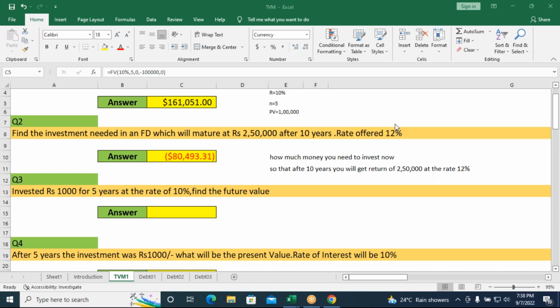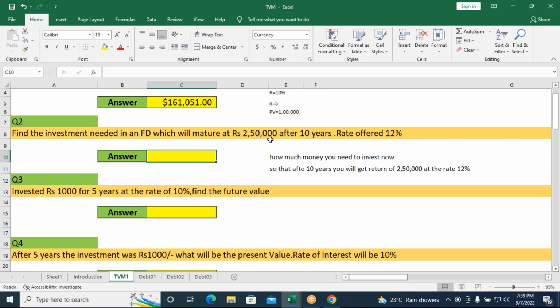Girls, understanding? You want me to explain anything? Could you explain the second problem, ma'am? See, understand the question here. Find the investment needed in an FD which will mature at rupees 2.5 lakh, 2,50,000 after 10 years at the rate of 12%. So here they are telling that after 10 years, I'm going to get the amount of 2.5 lakhs.